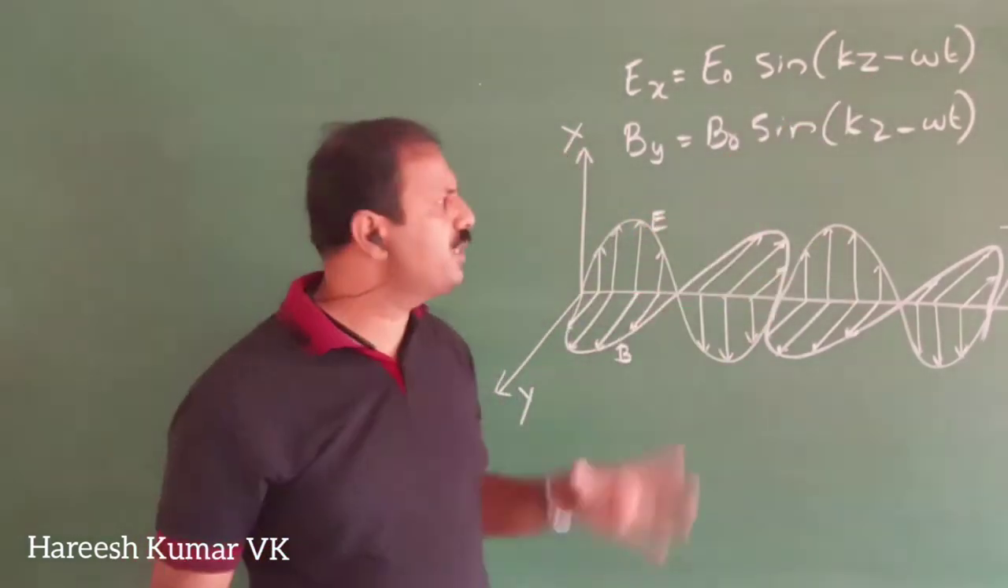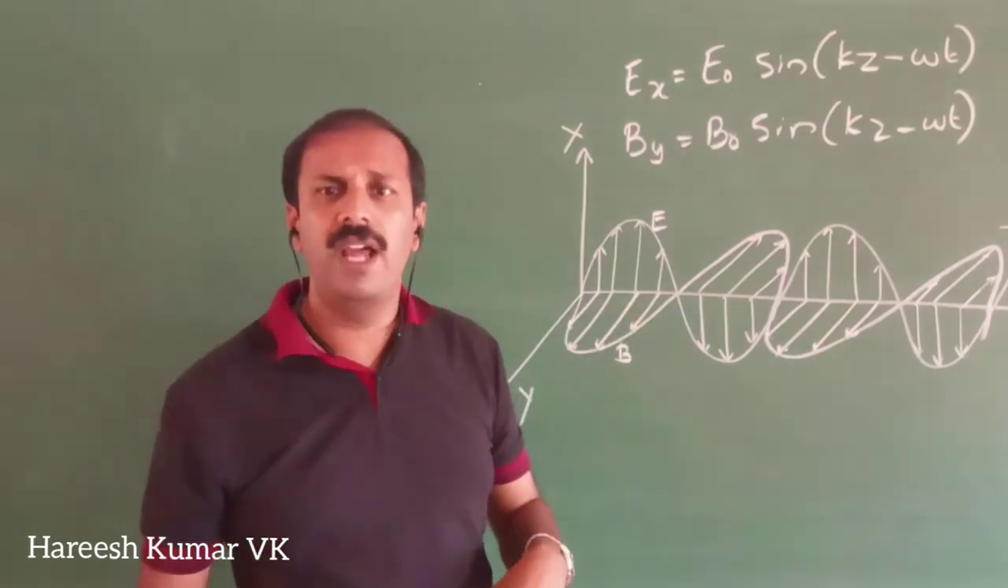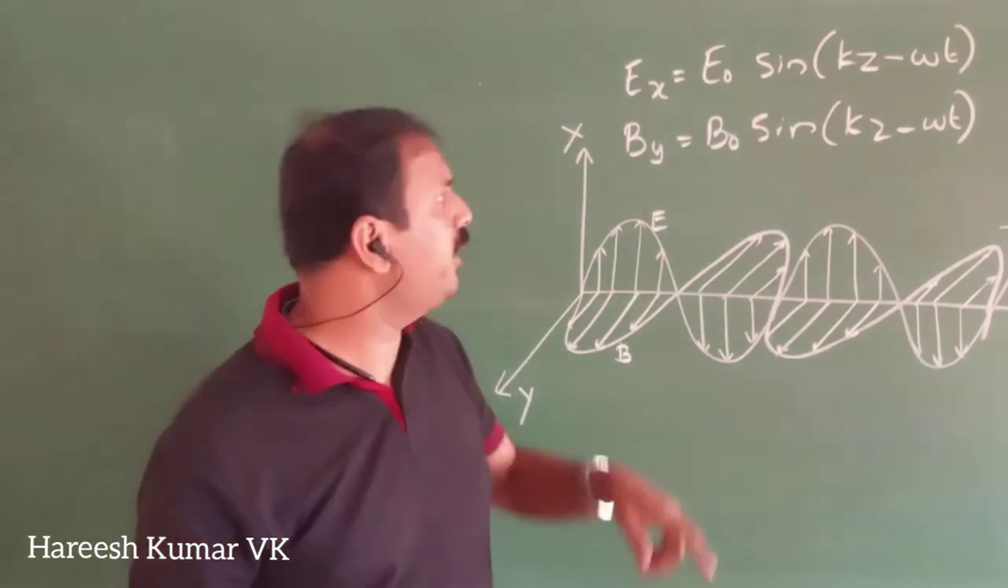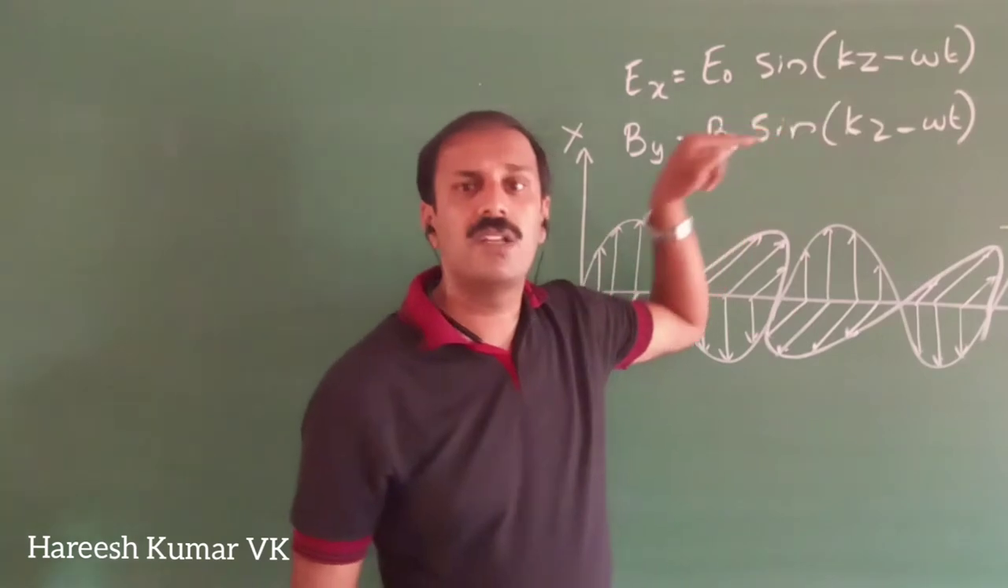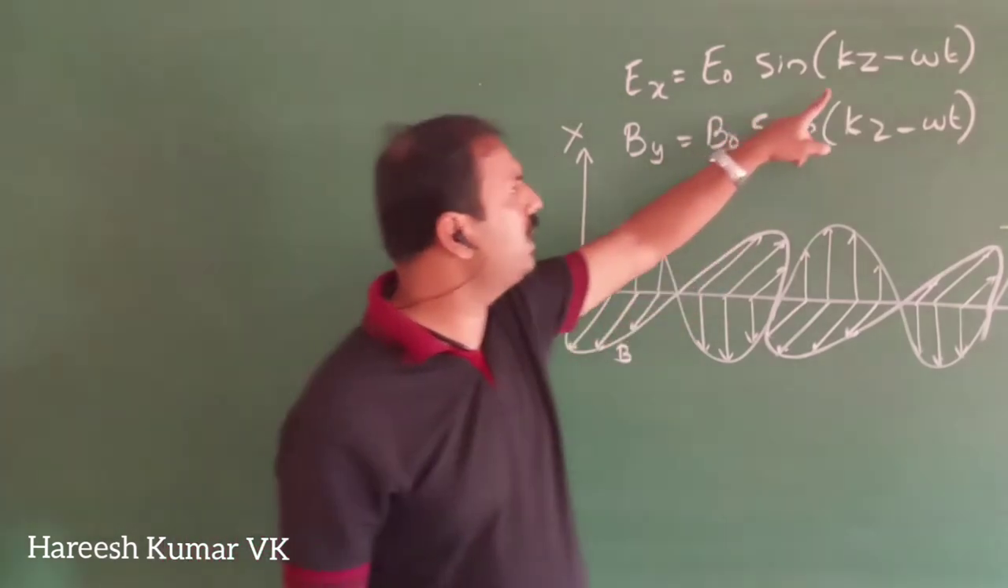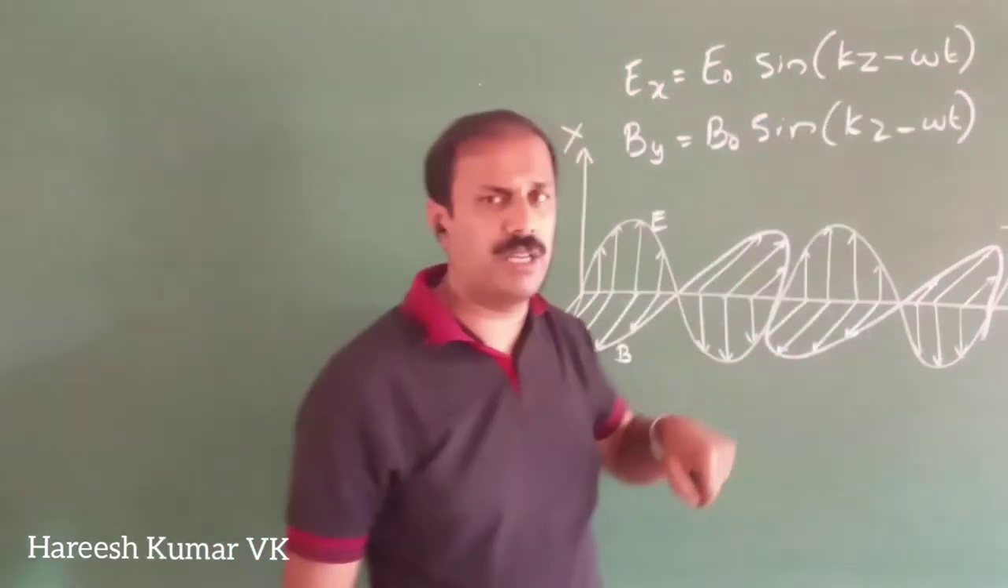For example, if a question comes where a particular equation is given, and it asks in which direction the wave moves, it moves along with this k which is coming. So in that direction it will be moving. It is moving in the kz direction. Minus omega t will come here.